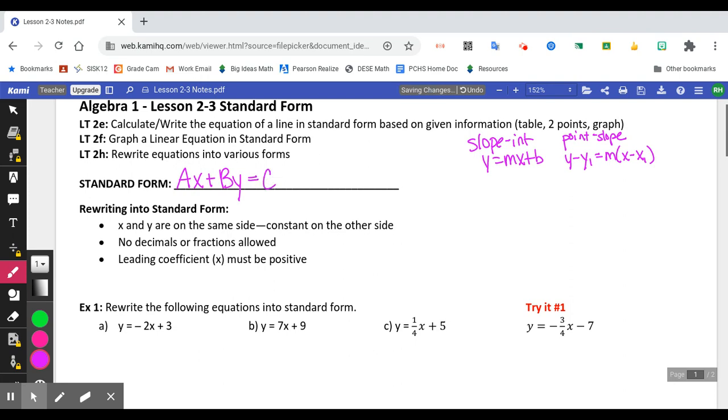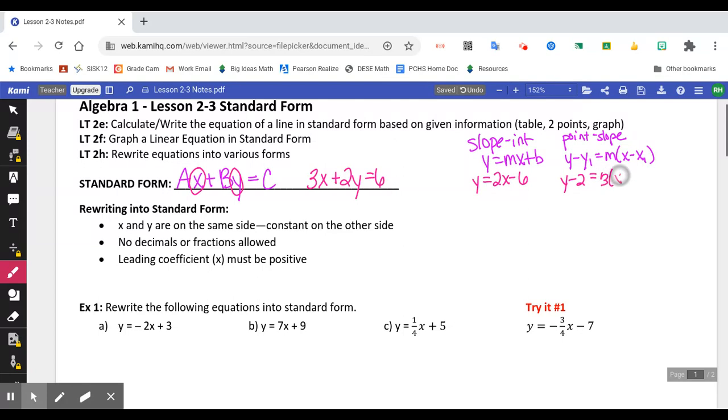And again, just like we talked about in the other lessons, the only variables that you are not going to fill in anything for are x and y. So an example of this would be like 3x plus 2y equals 6. That's what it will look like with numbers in those places. Just like this guy over here looks like y equals 2x minus 6. And this one is y minus 2 equals 3 times x minus 4, or something like that. So again, if you'll notice, x and y are the only variables that stay every time, okay? Everything else changes to a number.